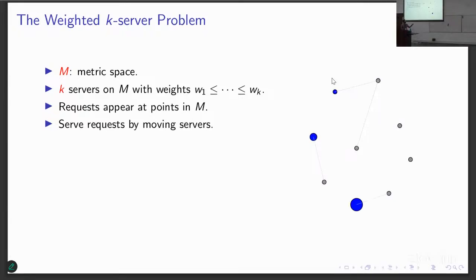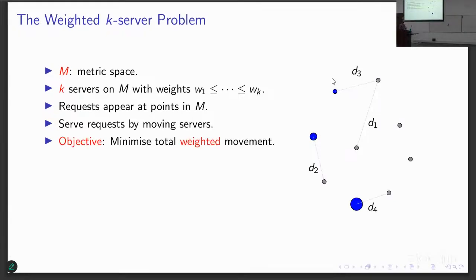Now the objective of this problem is to minimize the total weighted movement. The weighted movement here, let's say a server with weight wi moves some distance di, you pay wi times di. So here, the server with weight w1 is moving distance d1 and d3, so you pay w1 times d1 plus d3 and so on. So the objective is to minimize the total weighted movement.